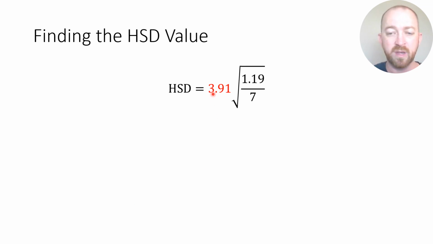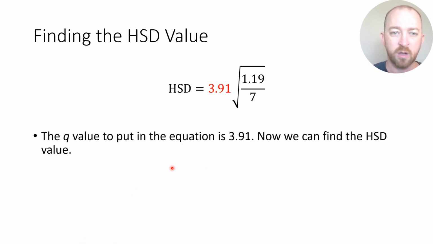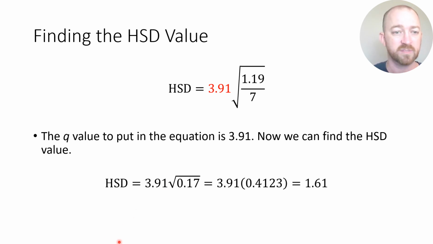As you can see here, 3.91 is our Q value, mean squares within value, and our little italicized n, the number of observations per group. And so all we do is now simplify the equation here. So that's pretty easy to do. 3.91 times the square root of 0.17. We reach 0.17 because we divided 1.19 by 7. And then we take the square root of 0.17 to get 0.4123. And I think I've rounded a little bit here. Multiply 0.4123 by 3.91 to get, of course, an HSD value of 1.61.